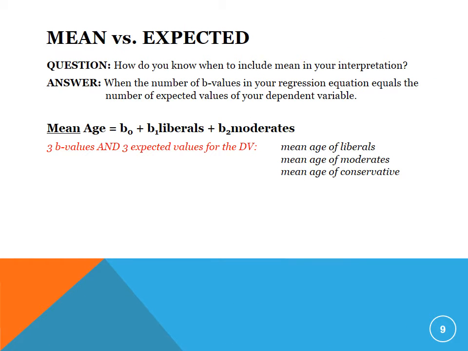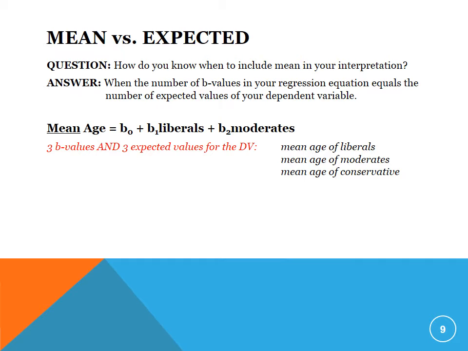So, we talk about mean and we talk about expected, and sometimes it can be confusing. And so I put this slide together because it's just a way to sort through when to say mean and when to say expected. So how do we know when to include mean in our interpretation? Well, when the number of b values in your regression equation equals the number of expected values of the dependent variable. Okay, that was a lot of words. We're going to make sense of it now.